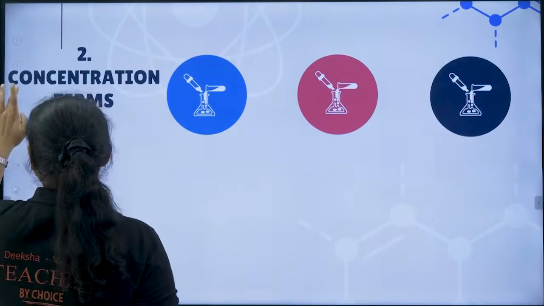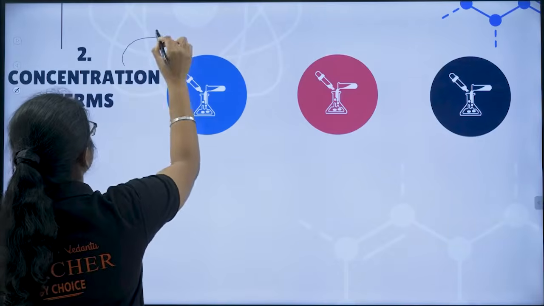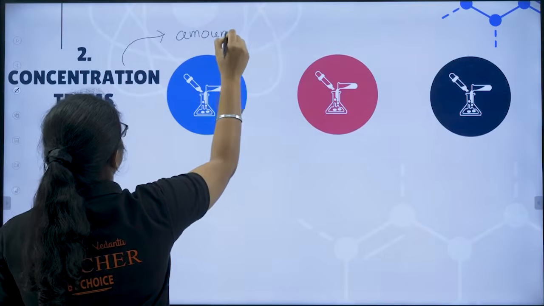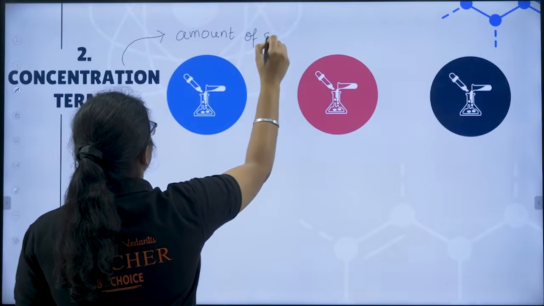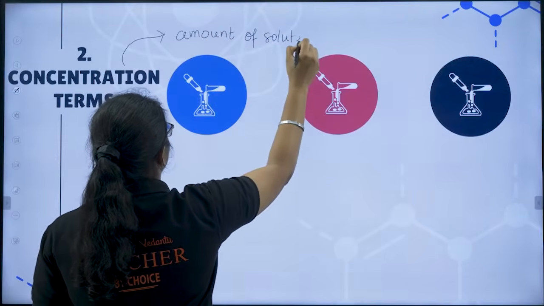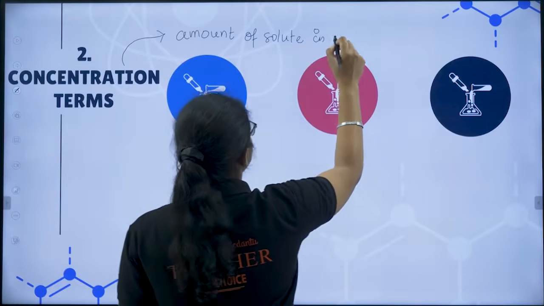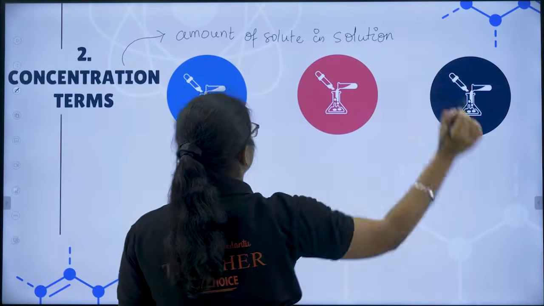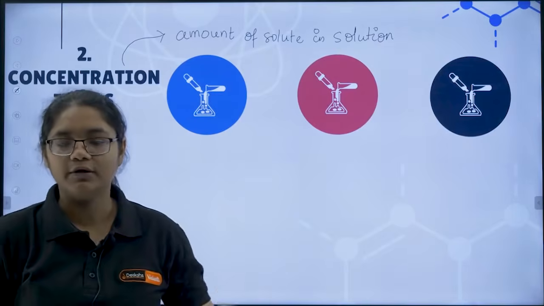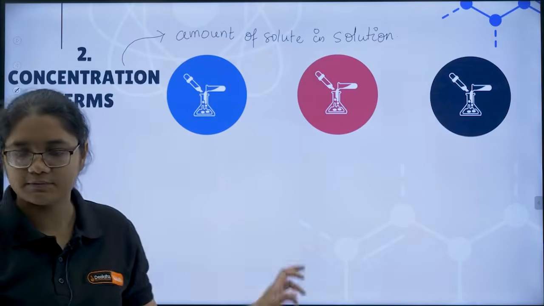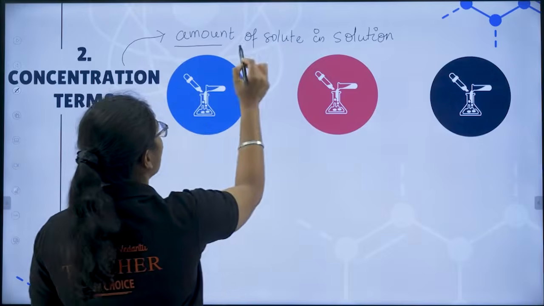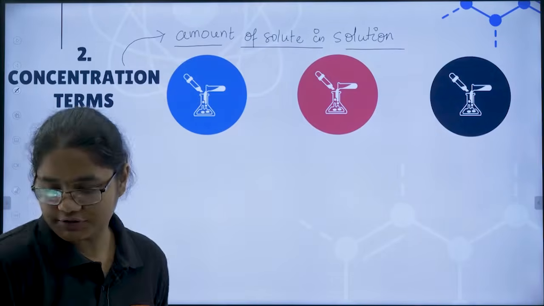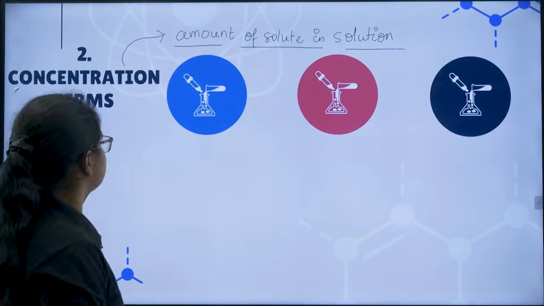So what is the work of concentration terms here? Concentration terms tell about the amount of solute in the solution. I hope it is visible. Okay, amount of solute in solution. Clear? So just a minute. Yeah.